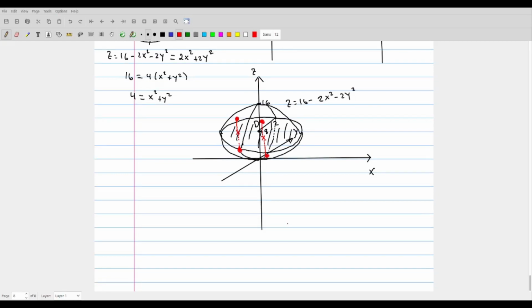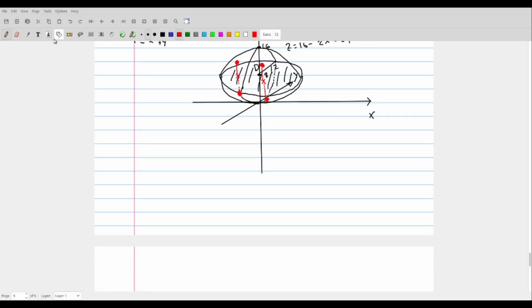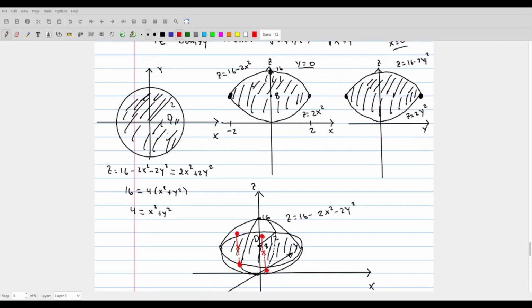And because D is a circle, I think that the easiest coordinate system to use for this triple integral is going to be cylindrical coordinates around this circle, this region D. So the relevant trace that we want to consider for this is going to be this trace.